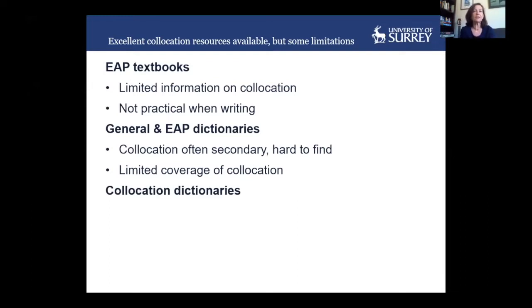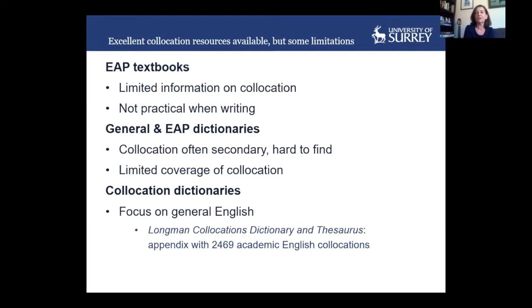Then you have collocation dictionaries. There are some excellent collocation dictionaries available, but most of them focus on general English and not specifically on academic English. There's one dictionary, however, the Longman Collocations Dictionary, which has an appendix with almost 205,000 academic English collocations, which you can look up. And if you don't use these resources, you can also use corpora to look up collocations.